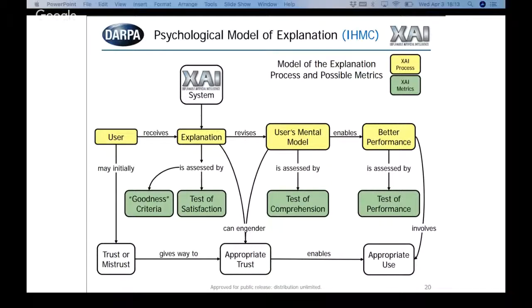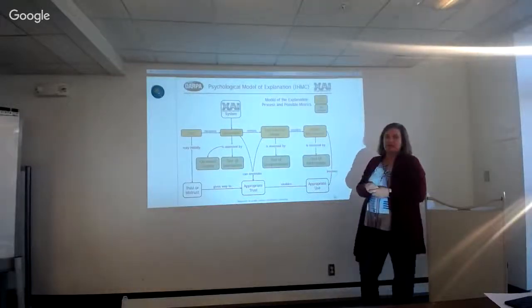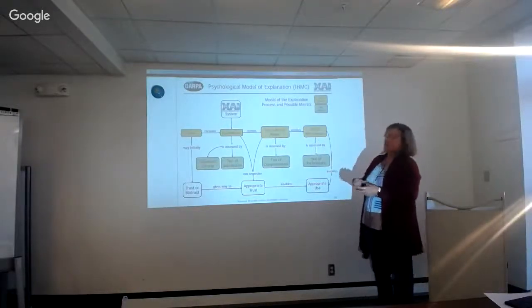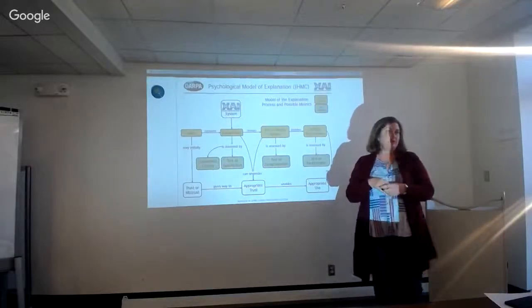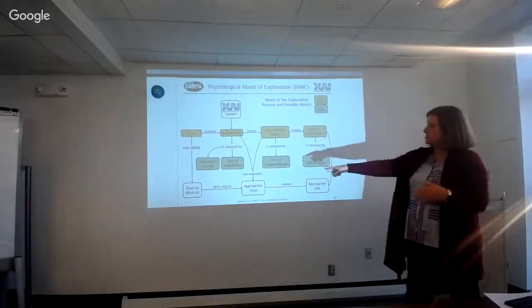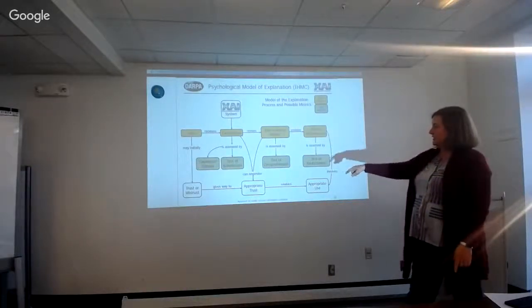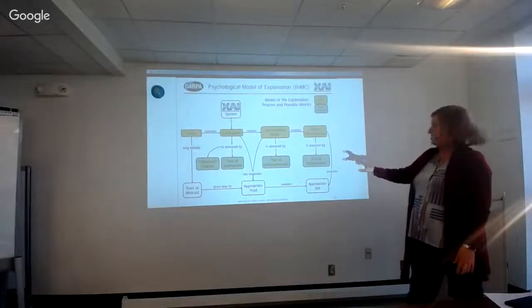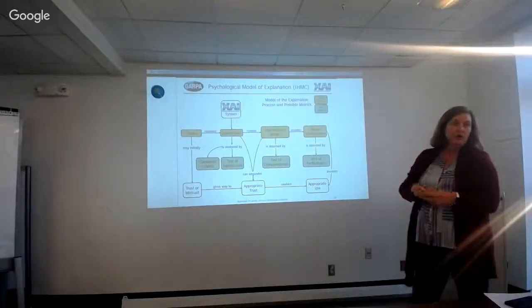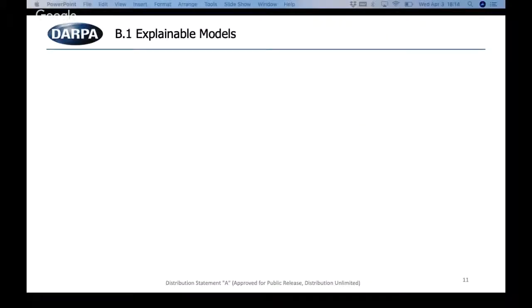So the model that ultimately they came up with for explanation, the colors don't show it very well, but the first line here is actually the process, right? The user receives an explanation, which revises their mental model and then enables some kind of better performance, right? Because the user then learns to trust or mistrust the system. Hopefully, once we've got a good explanation, the trust model falls into an appropriate range, and then we can appropriately use the system as well, right?